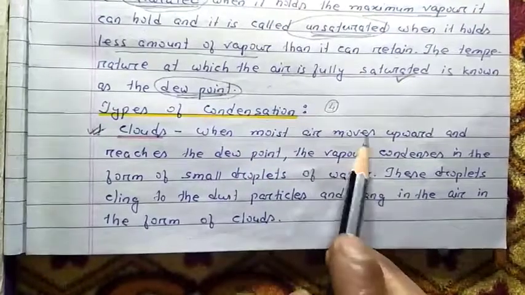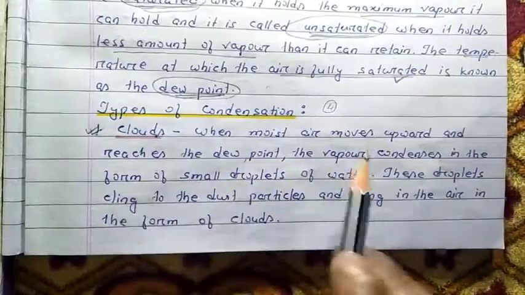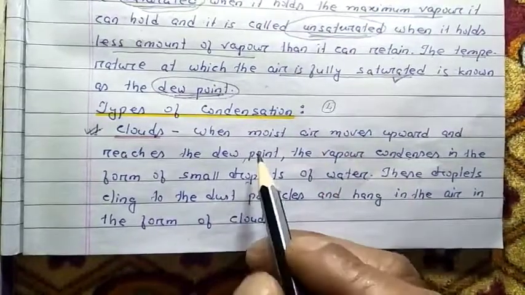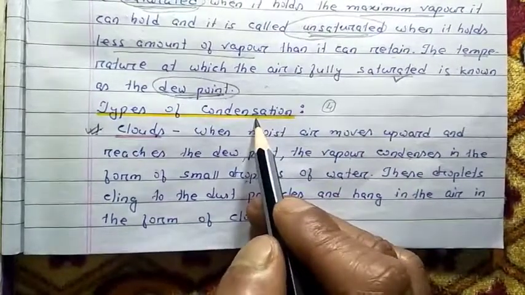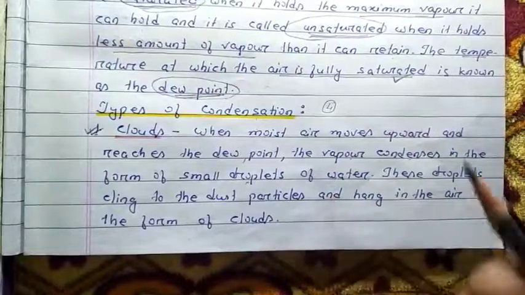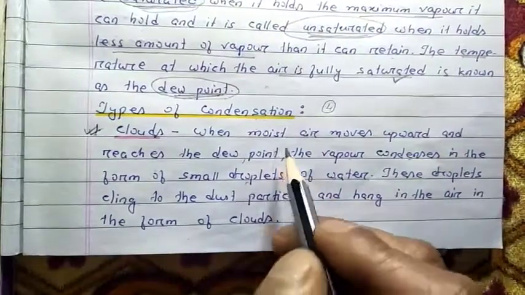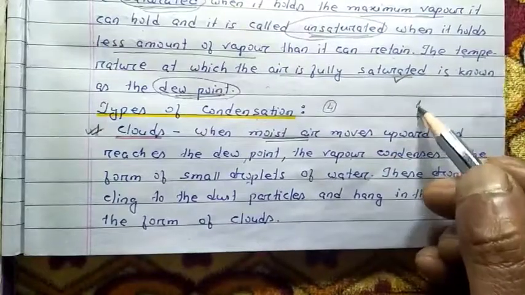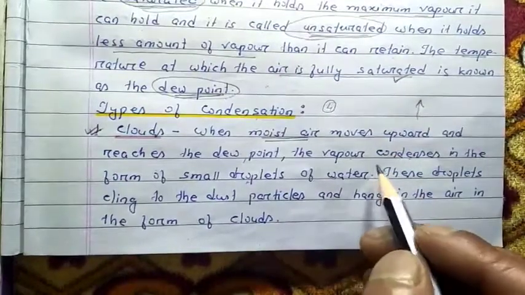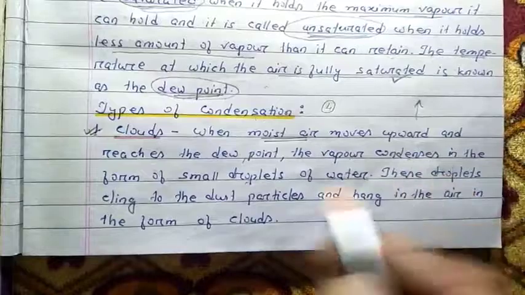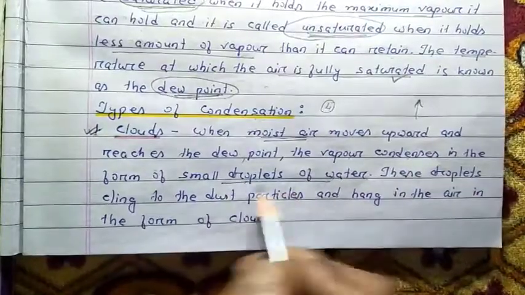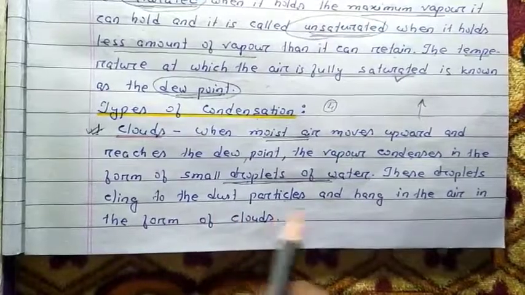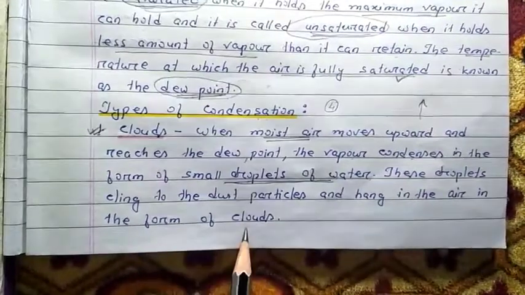When moist air moves upward and reaches the dew point, the vapor condenses in the form of small droplets of water. As we already got that in the process of condensation, the water vapor changes into droplets of water. Now, when this moist or damp air moves upward into the atmosphere, it generally condenses and forms small droplets of water. These droplets cling to the dust particles and hang in the air in the form of clouds.